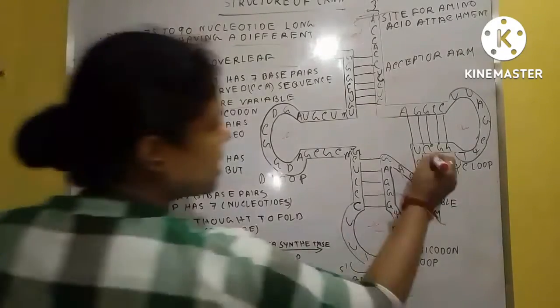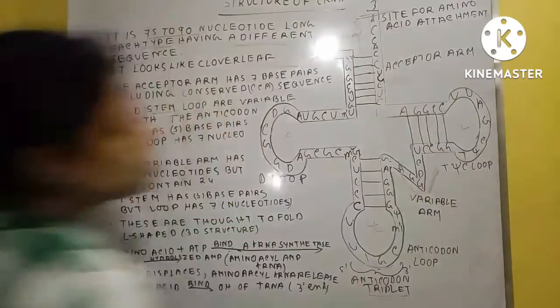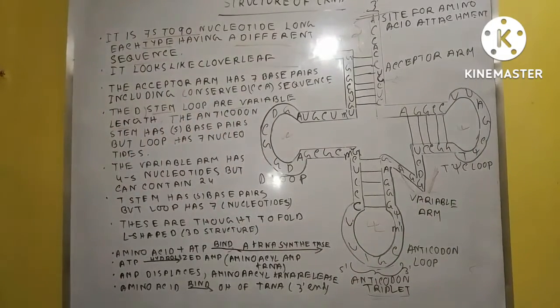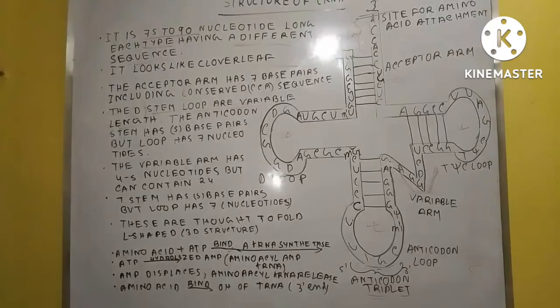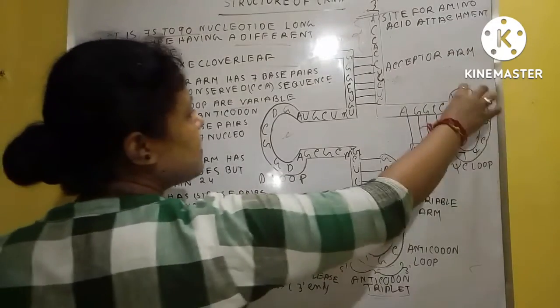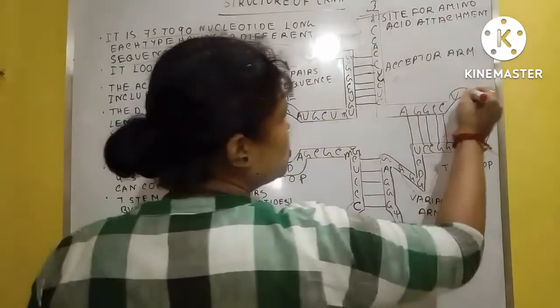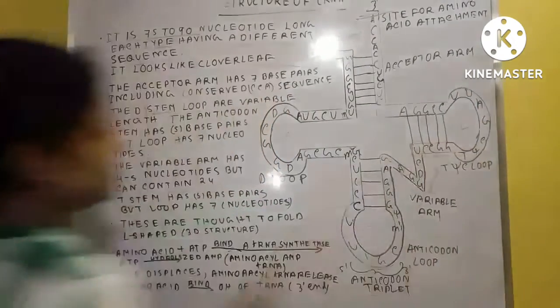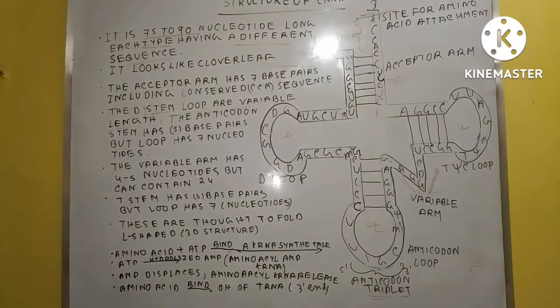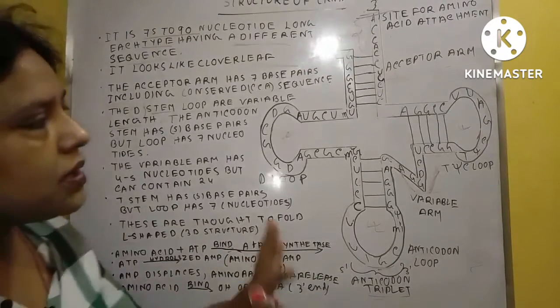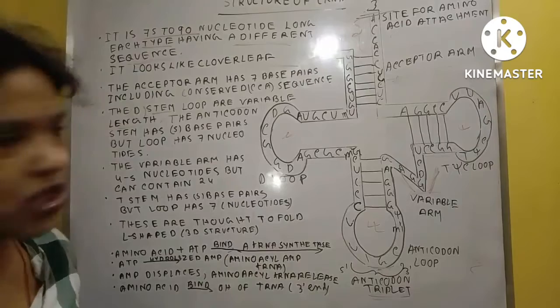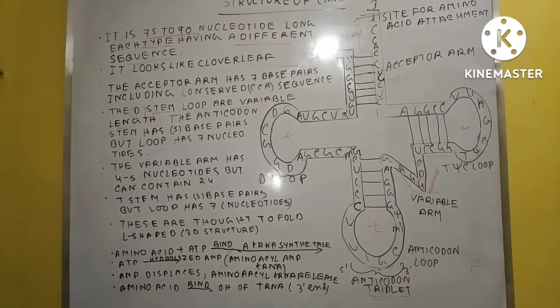This is the T stem and this is the T loop. So the T stem has 5 base pairs, but the loop has 7 nucleotides. You can count there. 1, 2, 3, 4, 5, 6, 7. 7 nucleotides. And these are thought to fold into an L-shaped, 3-dimensional structure. If it is seen 3-dimensionally, the tRNA looks like an L-shaped structure.